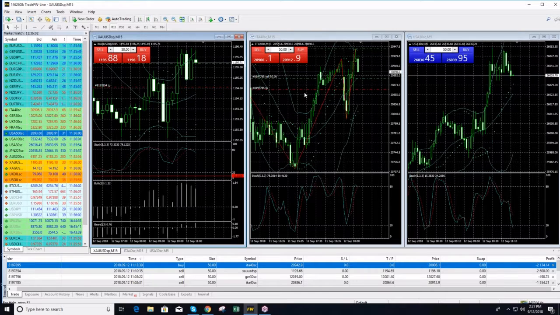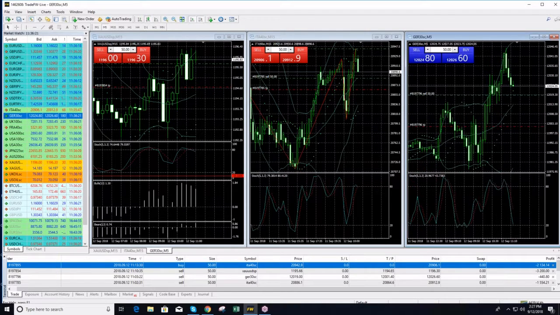Let me put it here, Italy 40 is here. We are short and long on Italy 40. This is gold. Okay, so it's good to have them here, and then here I will put also the DAX, so I have all screens in front of me.